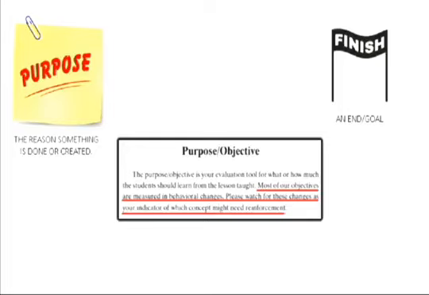Now the objective is the end or the goal that you're hoping to attain by teaching the lesson. It's the goal that you have to get across to the student in this particular lesson plan. Okay, and it says purpose objective. It says the purpose objective is your evaluation tool for what or how much the student should learn from the lesson taught. Now, I want you to underline this if you didn't do it already in the previous books when we went over this same material about how to use the program. It says most of our objectives, remember what objective is, it's a goal or an end that you're trying to attain. It's like the finish line.